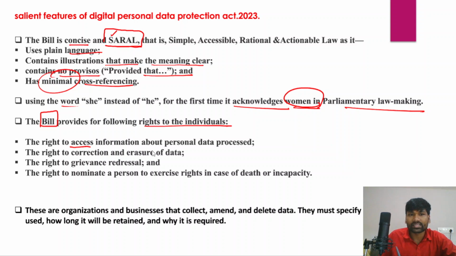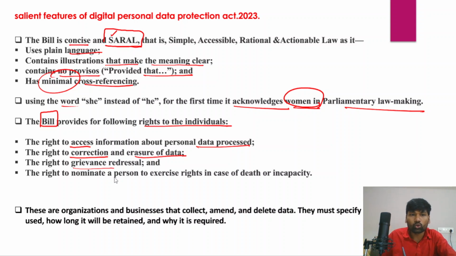So, the right to access information about the personal data that is being processed by the governments, law enforcement agencies, and also the private entities, and the right to correction and erasure of the data which belongs to one particular individual, and the right to grievance redressal. For example, if you are having any grievances, those grievances could be redressed with immediate effect. So this is also another right which is provided by the Digital Personal Data Protection Act.